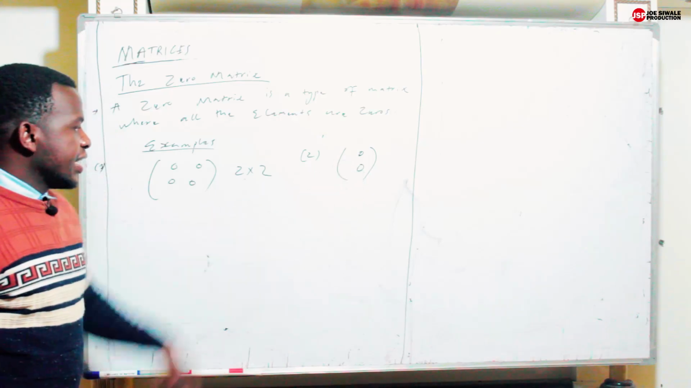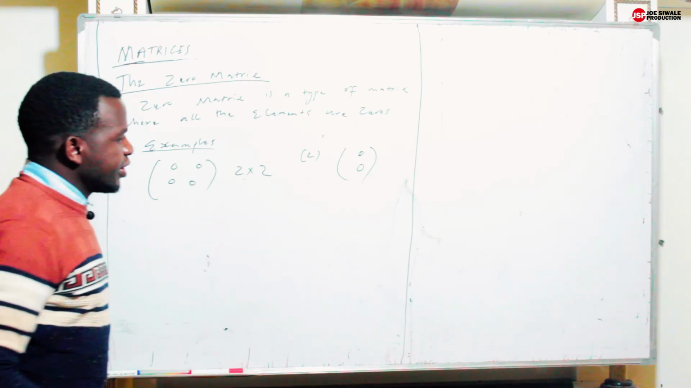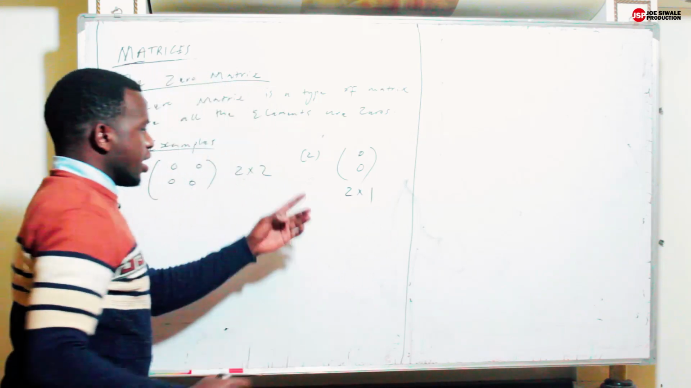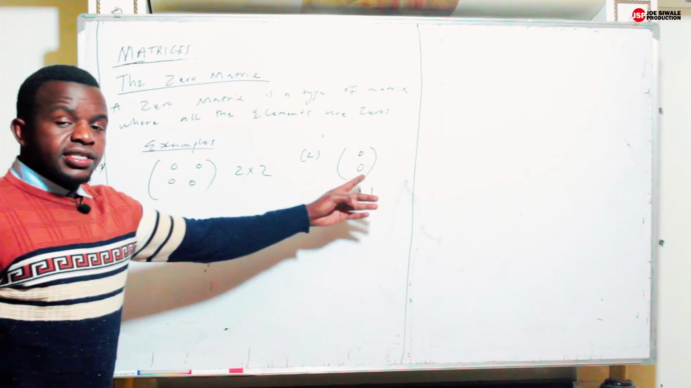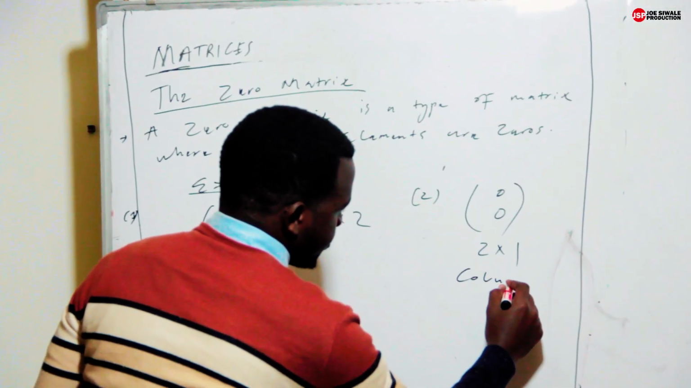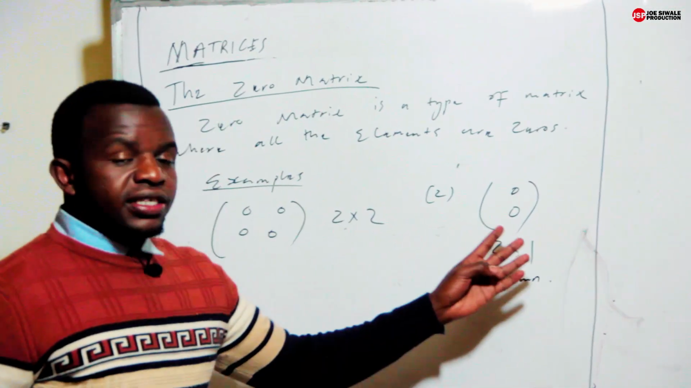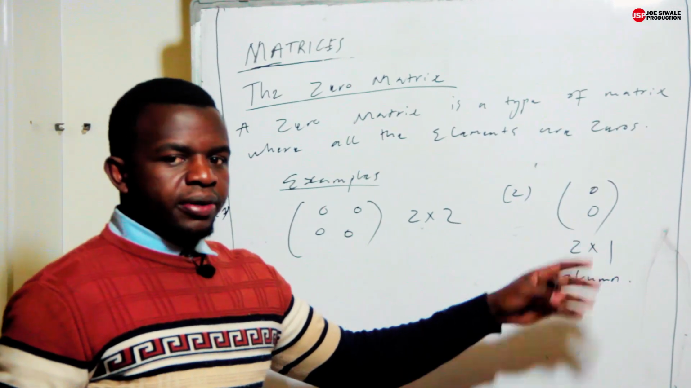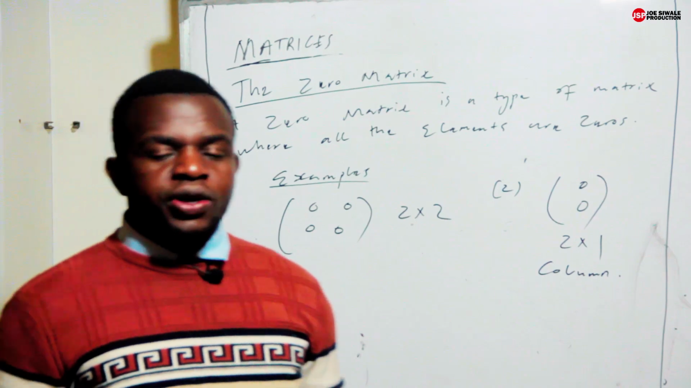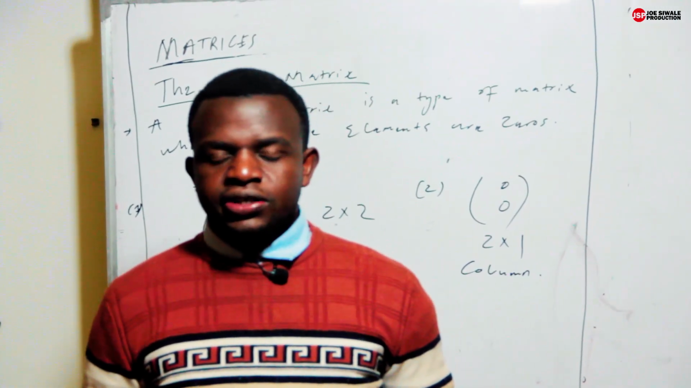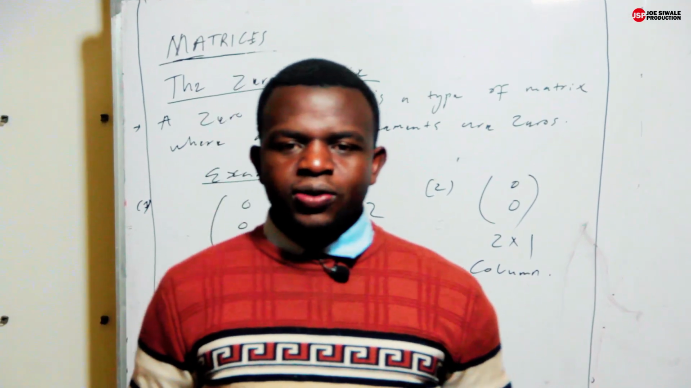So all the elements there are zeros, and giving the order of this matrix, this is a 2 by 1 matrix. And we can say that this is a column matrix. And the reason why this is a column matrix is because it only has one column. And I've actually said when you multiply a zero matrix with another matrix, the product that you're going to get is a zero matrix.